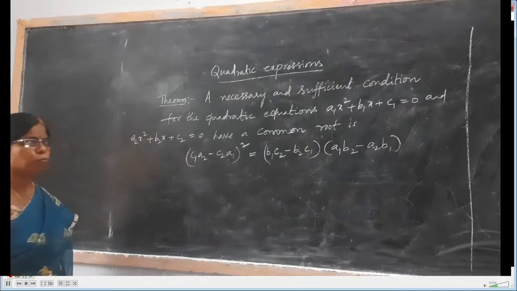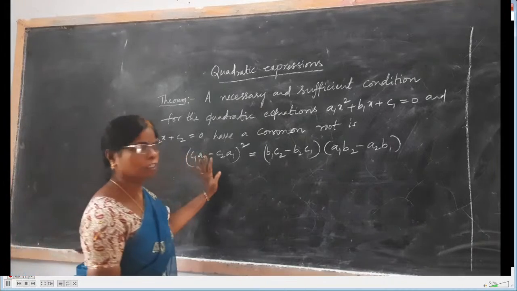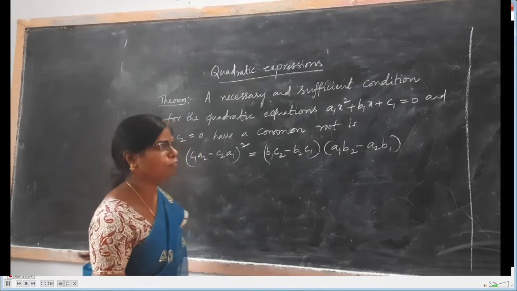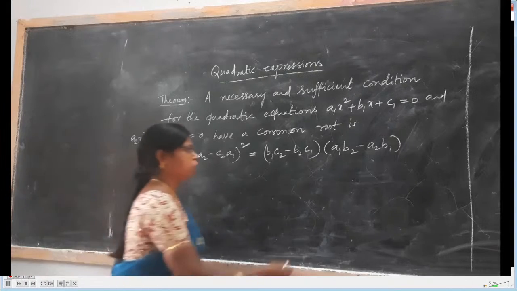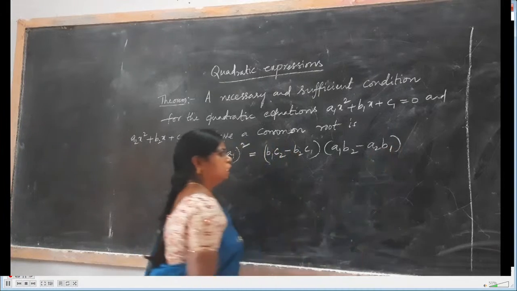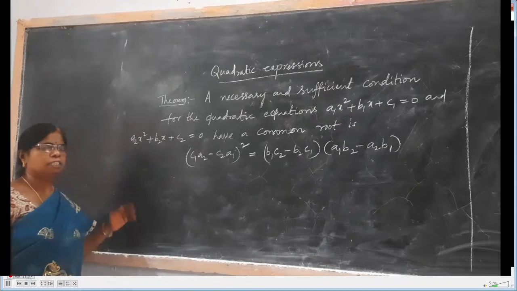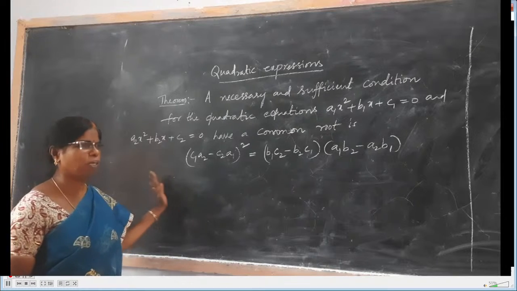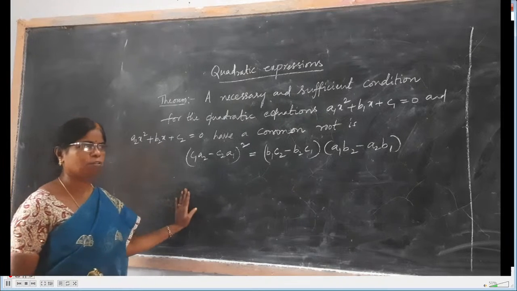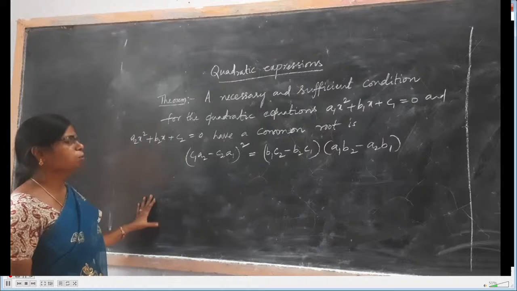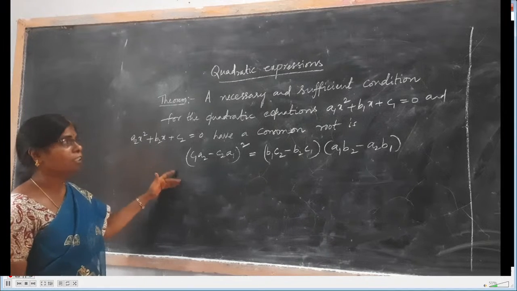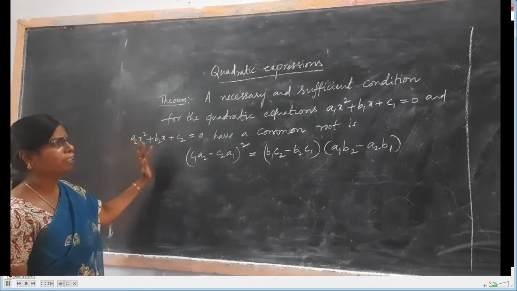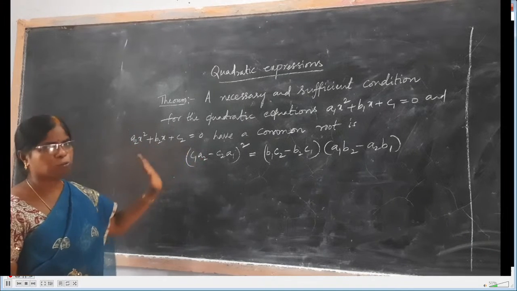(c1a2 minus c2a1) whole square is equal to (b1c2 minus b2c1) into (a1b2 minus a2b1). From the examination point of view, the proof of this theorem is not much important, so I am not going to prove this theorem. So try to understand what the theorem says.